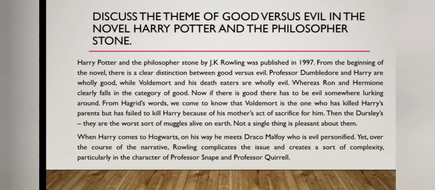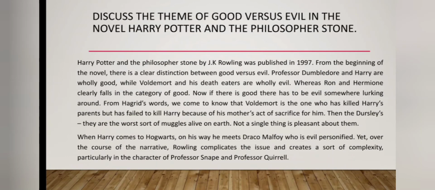The next question is, discuss the theme of good versus evil in the novel Harry Potter and the Philosopher's Stone. Harry Potter and the Philosopher's Stone by J.K. Rowling was published in 1997. From the beginning of the novel, there is a clear distinction between good versus evil. Professor Dumbledore and Harry are wholly good, while Voldemort and his Death Eaters are wholly evil. Whereas Ron and Hermione clearly fall in the category of good.